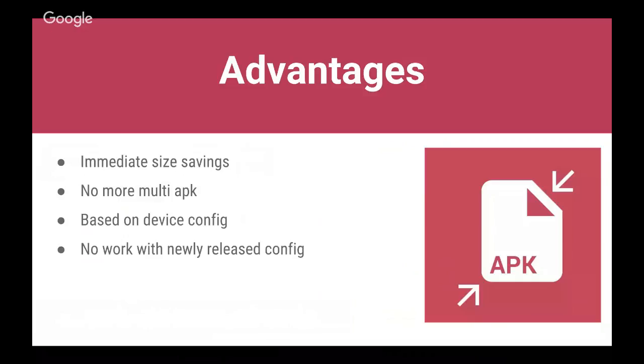Thirdly, this is based on device configuration. In case a new device configuration comes in, you can be assured that Play will serve an optimized version down to the users. For every new device or configuration, you don't have to modify your build process to generate a multi-APK split for that particular configuration and things like that. So you save a lot of time in publishing with this format.